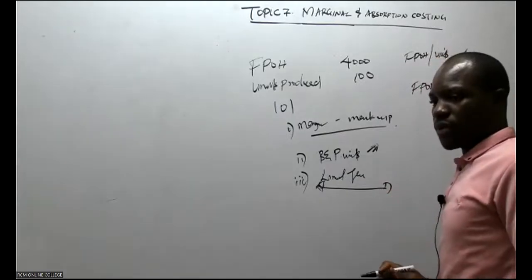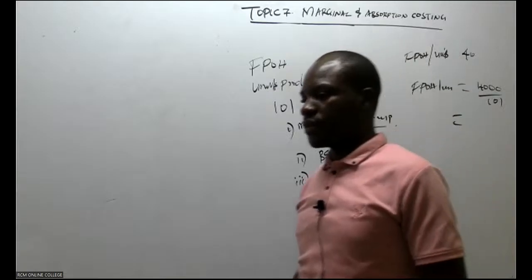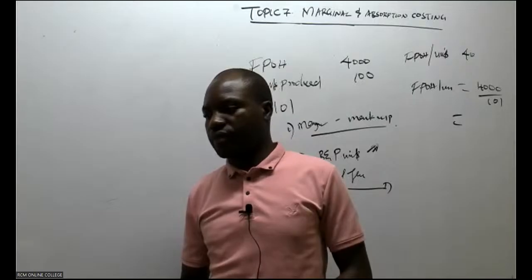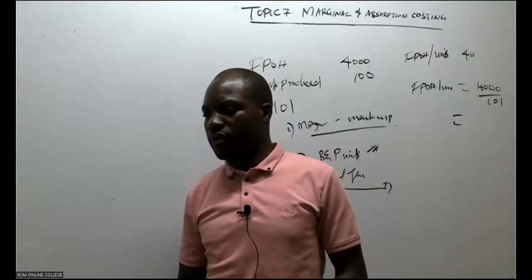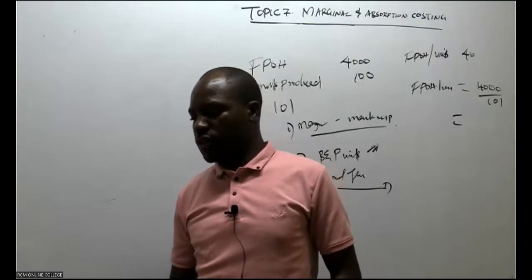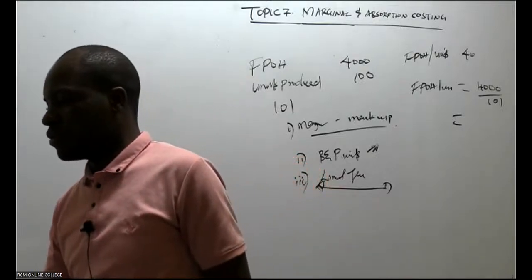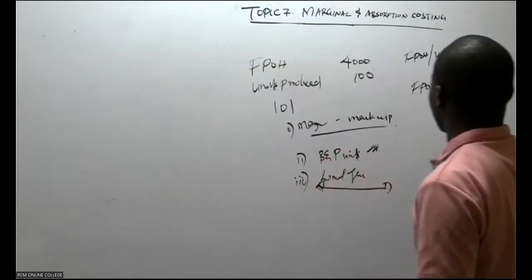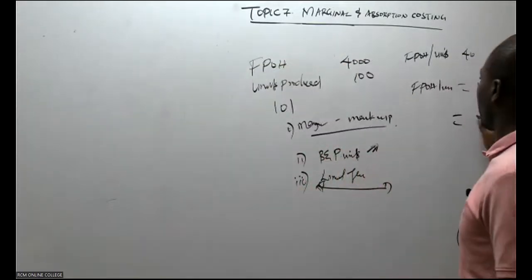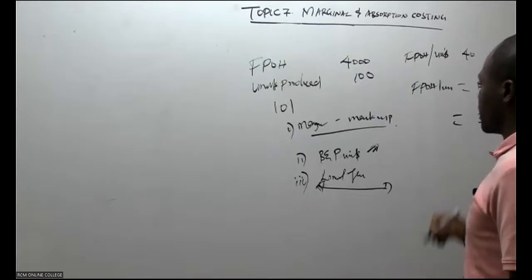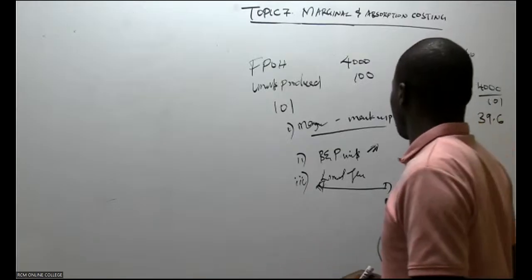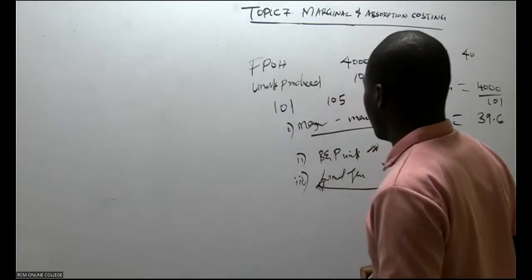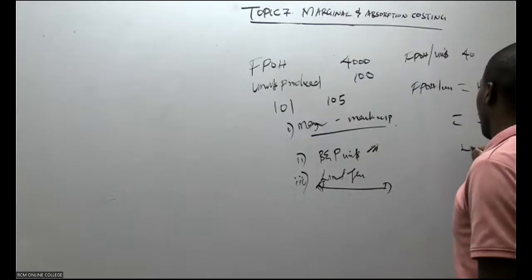What will we have there? Somebody? 4,000 divided by 101 is 39.6. It has now reduced from 40 shillings to 39.6. Let's say the company has tried so hard to increase this to 105 units. They have increased the quantity to 105 units.